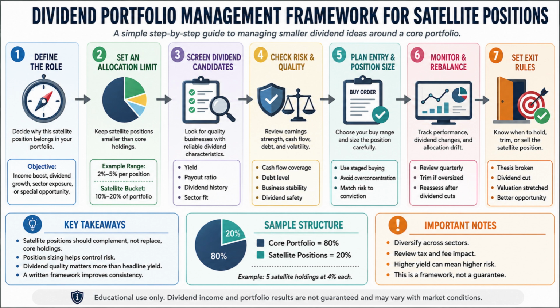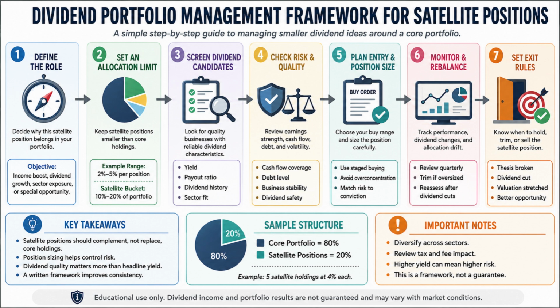In addition, remember the sample structure shown here. A portfolio might keep 80% in core holdings and 20% in satellite positions. For example, that satellite bucket could include 5 smaller holdings at around 4% each. This approach keeps the core portfolio stable while still allowing room for selected dividend opportunities.